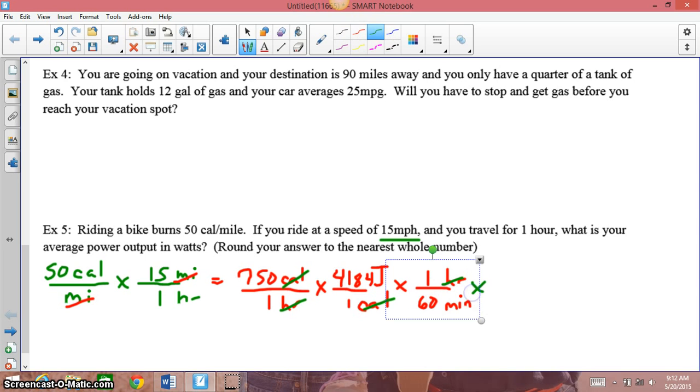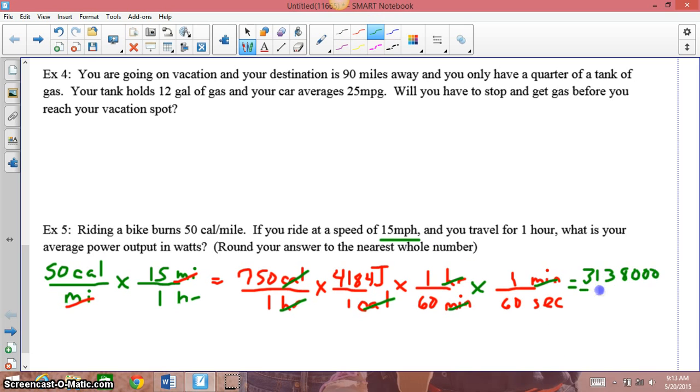And we just keep going because we need to get to our seconds. So one more conversion there. Minutes will need to be put on top to cancel out, and we can go to seconds, and we know that there are 60 seconds in 1 minute. Then at that point, minutes have canceled out. And then if we multiply now straight across, we have 3,138,000 over 3,600. After you do that division, you get 871.667. Since we're rounding to the nearest whole number, then we're talking about 872.